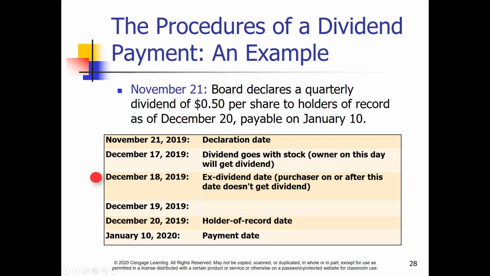The ex-dividend date is 2 days before the holder of record date. On this date, the right to the dividend leaves the shares, meaning the dividend stays with the previous owner if the stock is sold after this. And the payment date is, of course, the date the dividend is actually paid to the holders of record.